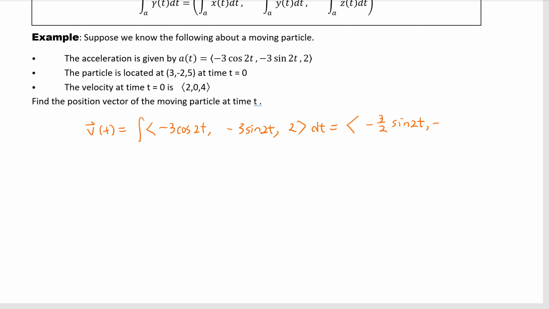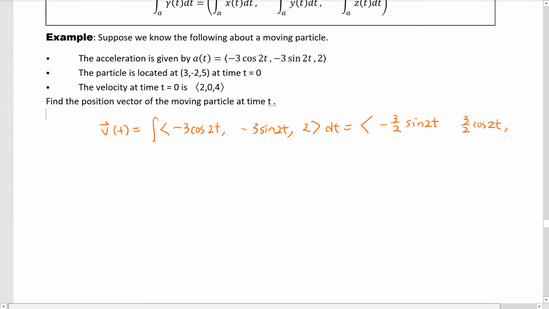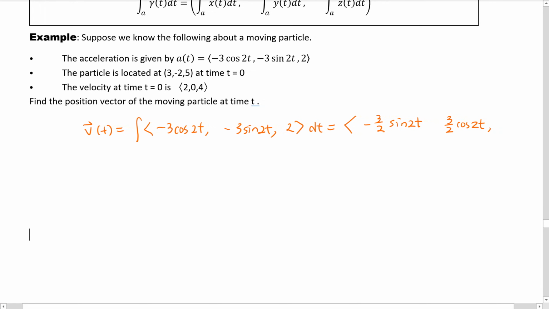Okay, and integral of sine is minus cosine, so minus becomes positive. Integral of... oh, you see what I missed? I missed the constants. Every time you integrate, don't forget the constant. So here we have plus c, here we have plus d, and integral of 2 is 2t plus e.